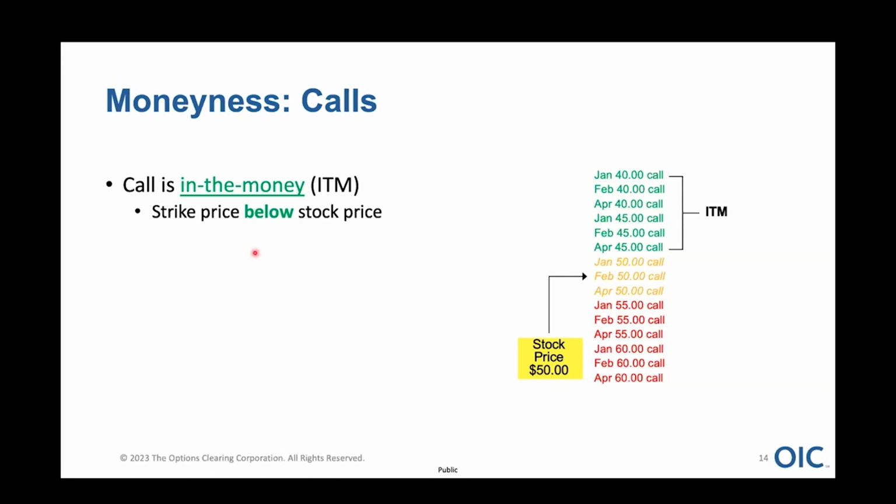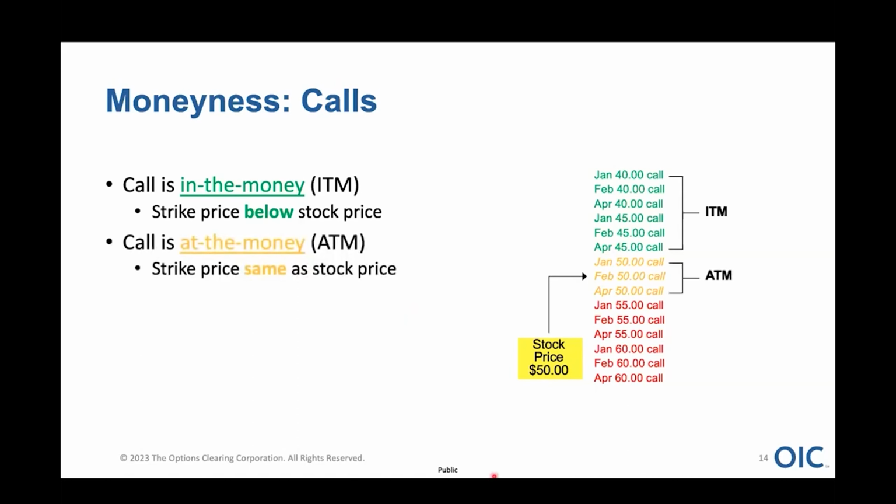So basically, if the call has a strike that's below the stock price, it would be considered in the money. Now, at the money options have strikes that are roughly the same as the stock price or close to the stock price. So in this case, with the stock trading at 50, the Jan, Feb, and April 50 calls would be considered the at the money options.